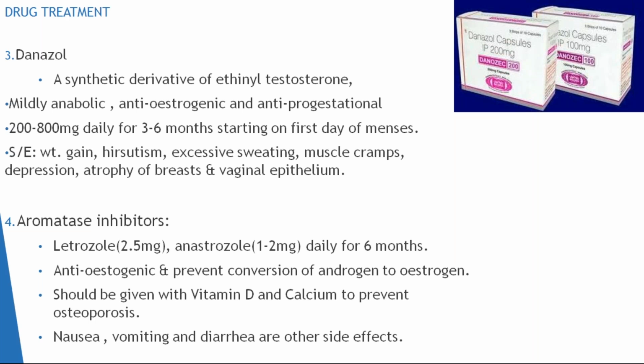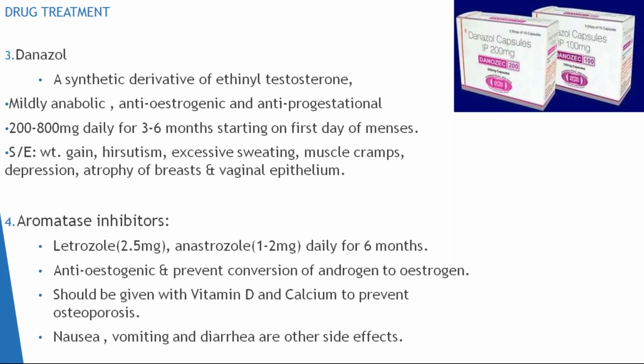This is a synthetic derivative of ethinyl testosterone, mildly anabolic, anti-estrogenic and anti-progesterone. But the disadvantage here is that danazol causes masculine effects. And the dose is 200 to 800 mg daily for 3 to 6 months, starting on day 1 of the cycle. Side effects are weight gain, hirsutism, excessive sweating, muscle cramp, depression, atrophy of the breast and vaginal epithelium, or even virilism, deepening of voice also. Danazol, if used for a longer duration, causes masculine side effects.